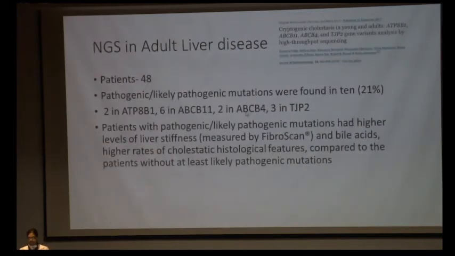Another study which looked at NGS, they did a targeted panel for the PFIC genes in cryptogenic cholestasis in young and adults. And in this study, they found pathogenic or likely pathogenic mutations in around 20% of their population.